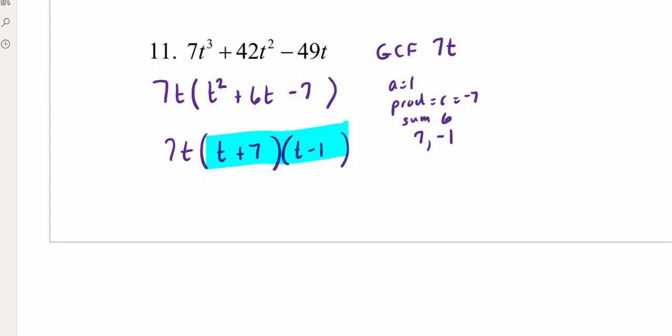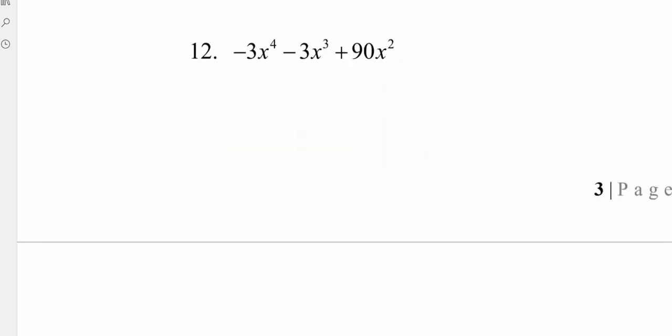Okay, the last problem I'm going to leave to you. Take a look at this problem. Number 12 is our last problem. Pause the video and give it a try.